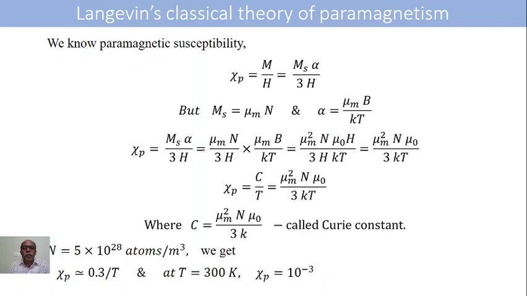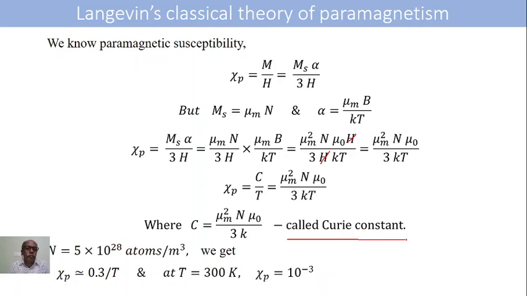Simplifying, we get μm squared n. For B we have written μ0 H, in the denominator it is 3 H kT, H again gets cancelled, therefore it is μ0 μm squared n by 3kT. But we also have χp equals C by T, and that will be equal to this. Therefore, as T is there in the denominator on both sides, C will be equal to μm squared n μ0 by 3k, which is called the Curie constant.